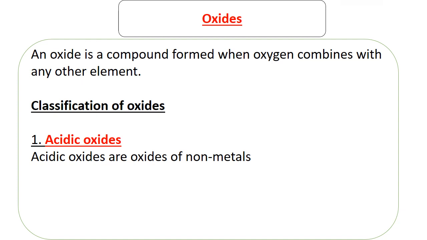All the time, acidic oxides are oxides of non-metals. So when a non-metal reacts with oxygen, what is formed? Usually it is an acidic oxide. As you are going to see later, there is another type of oxide that can be formed when a non-metal reacts with oxygen, but mostly it's acidic oxides.